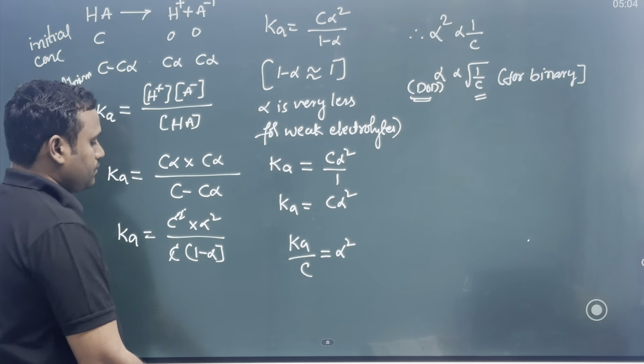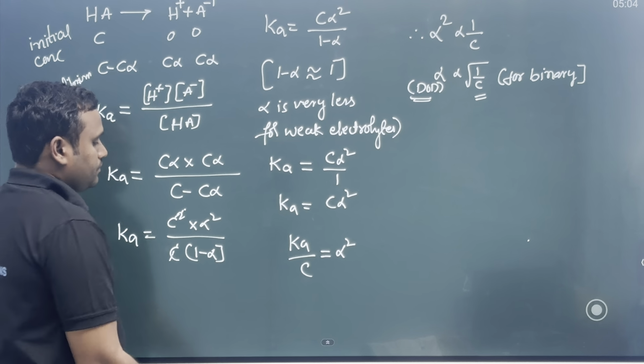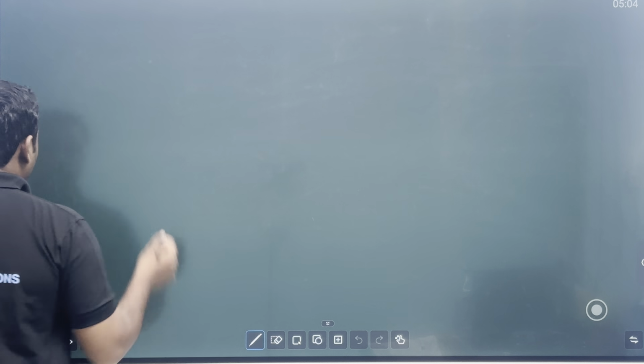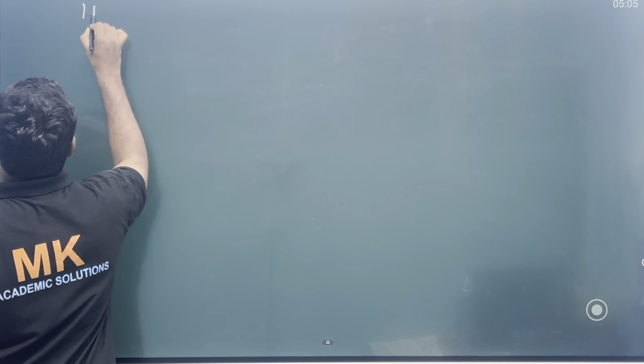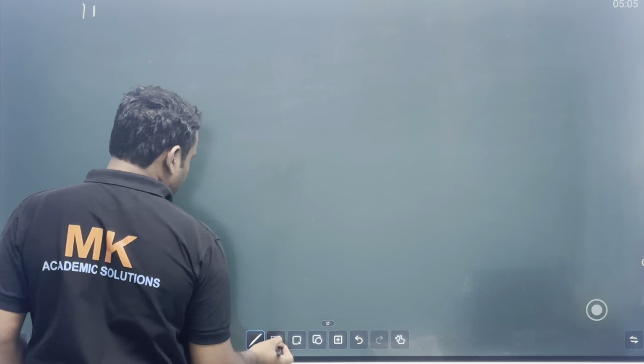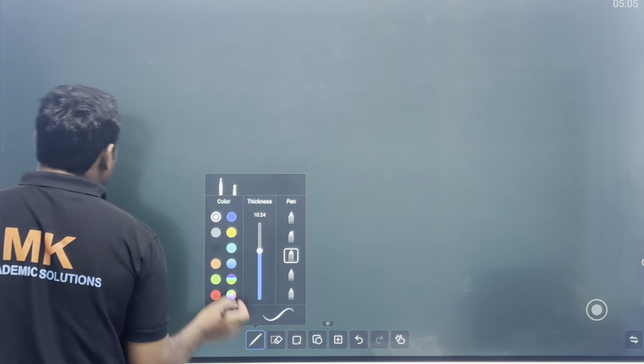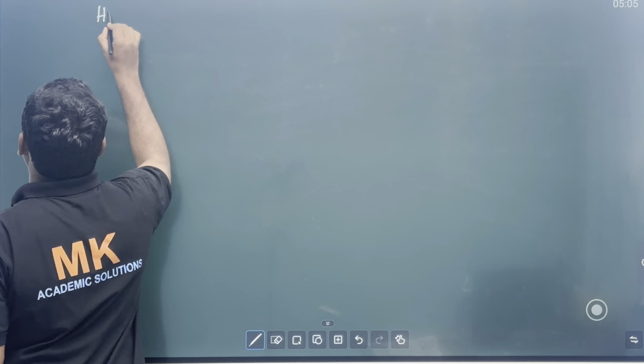Okay. Next, let us take the effect of volume. For concentration, we know alpha is proportional to 1 by square root of C. And now let us take volume. So the same binary acid I am going to take.